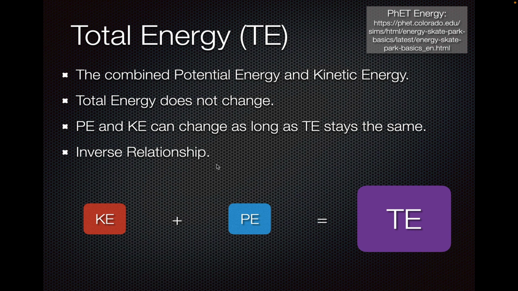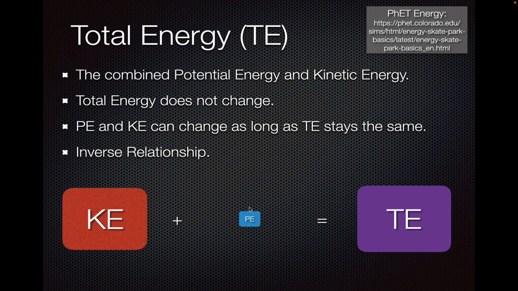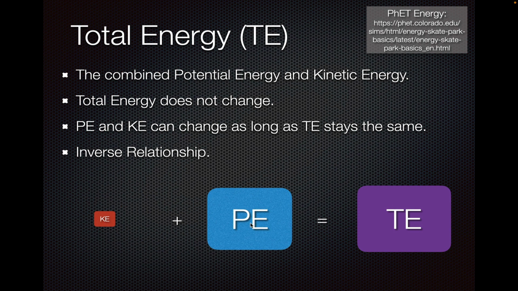This creates what we call an inverse relationship. So I can have kinetic energy increase, but then potential energy has to decrease to keep total the same, okay? And vice versa, I can have potential energy increase, but then kinetic energy has to get smaller to keep total energy the same. So total energy, TE, never changes.